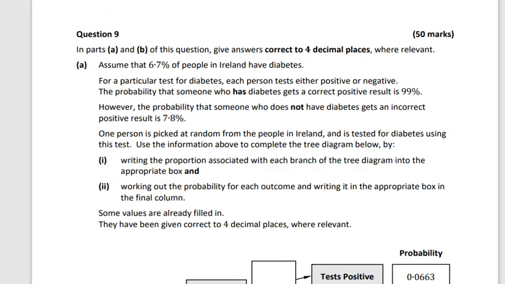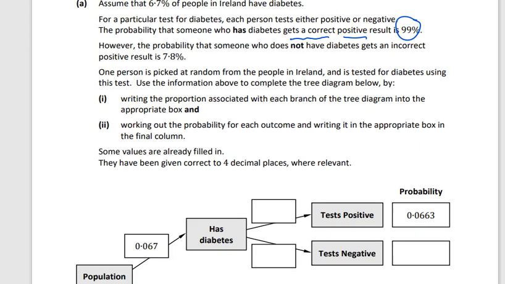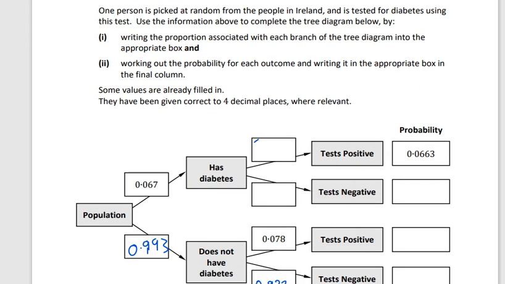And if we look back up, it tells us there that the probability that someone who has diabetes gets a correct positive result is 99%. That's 0.99. If it's positive for having diabetes, then that means that this has to be 0.01.